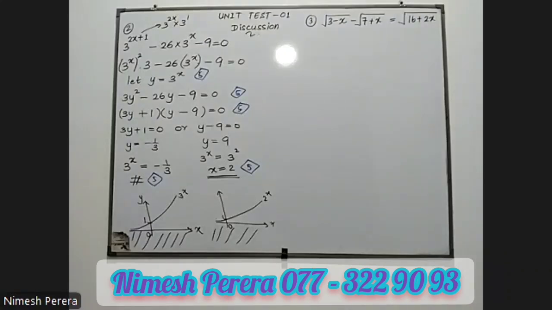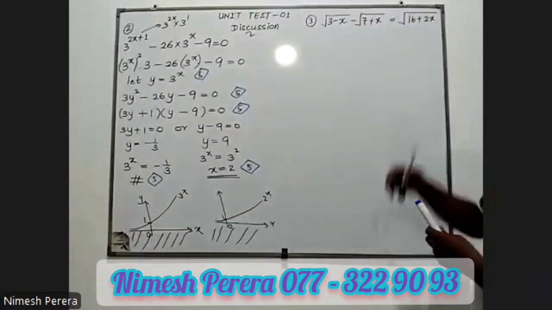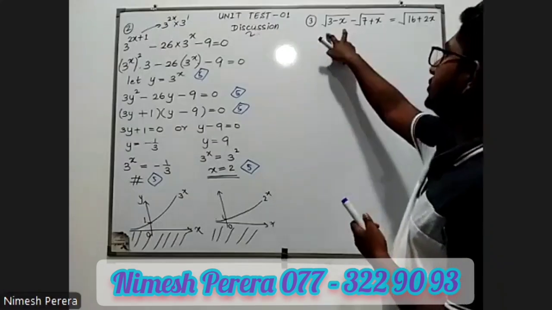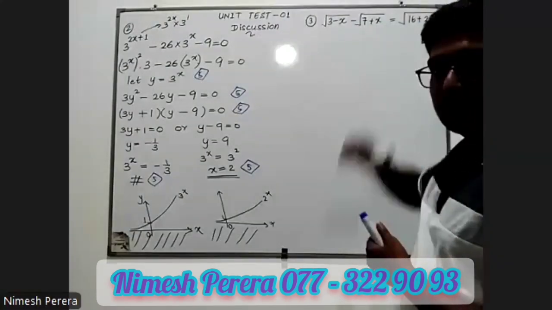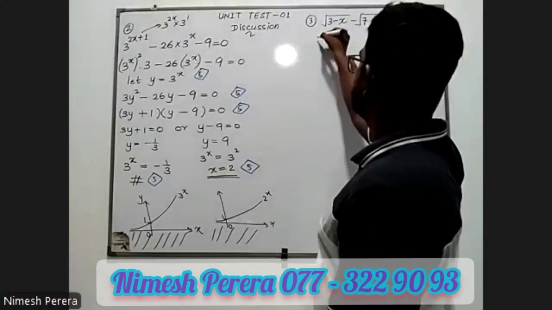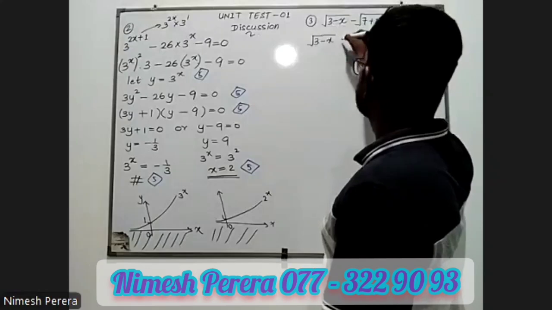Okay, third question. We have to solve these equations. We have to find the value of x. For that, we have to remove these square roots. So when we take the square of both sides, what will happen? Now take the square like this.